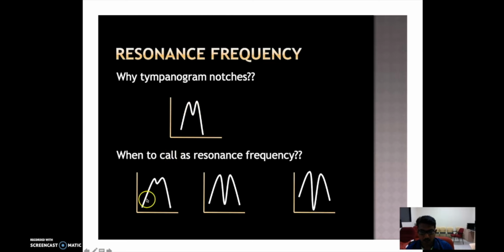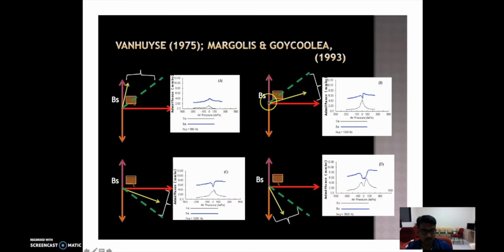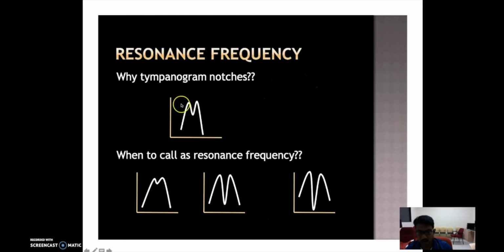But I've shown here different types of notches, so you can see that this could be a notch, this also could be a notch, this could also be a notch. So what we considered as a notch, the typical occurrence of a notch itself indicates that the impedance vector is not flowing close to the stiffness axis, it is flowing far from the stiffness axis. So that is a general interpretation.